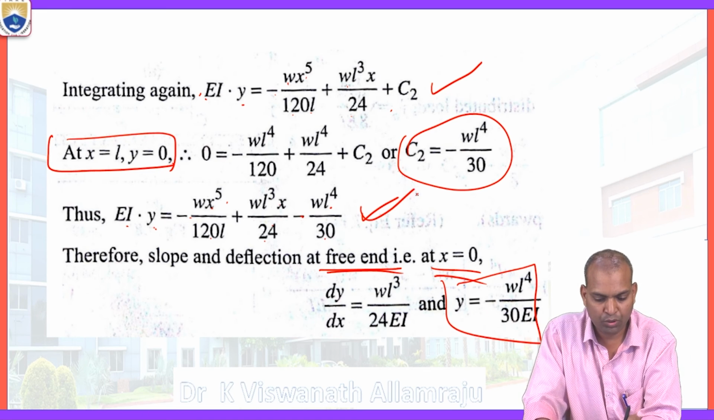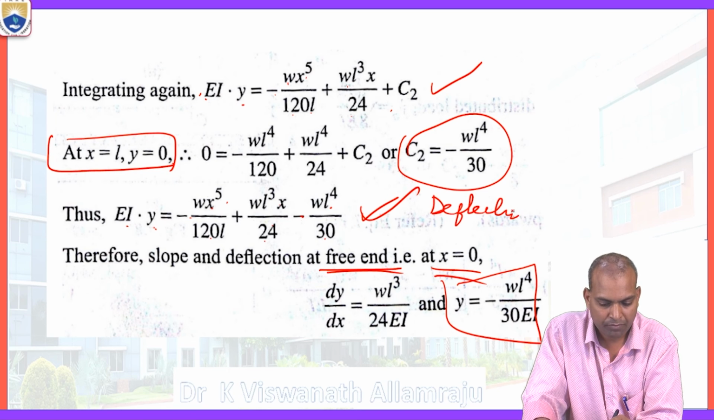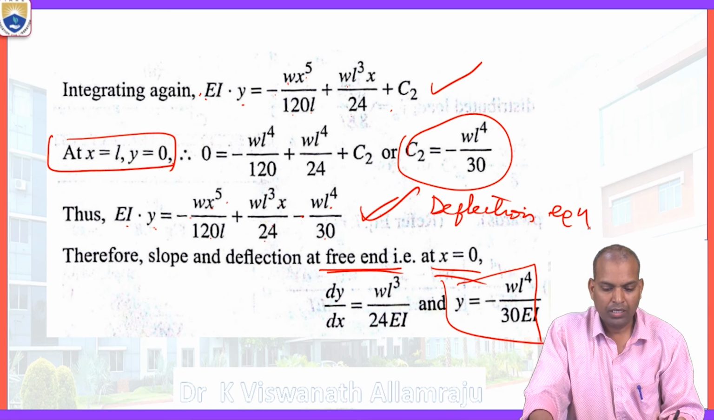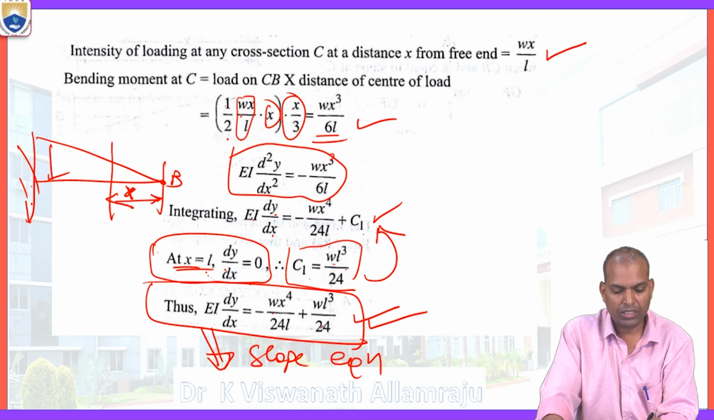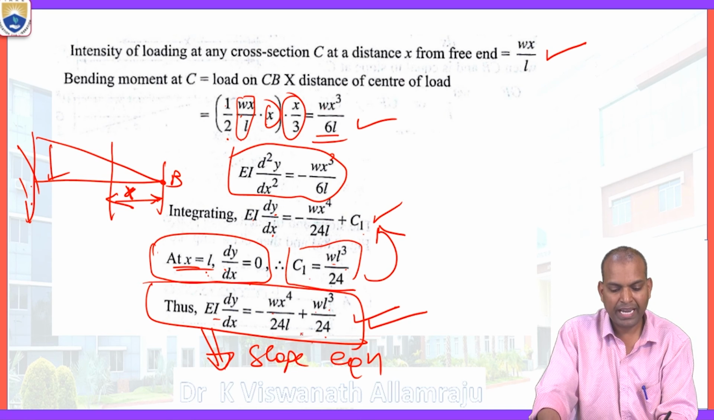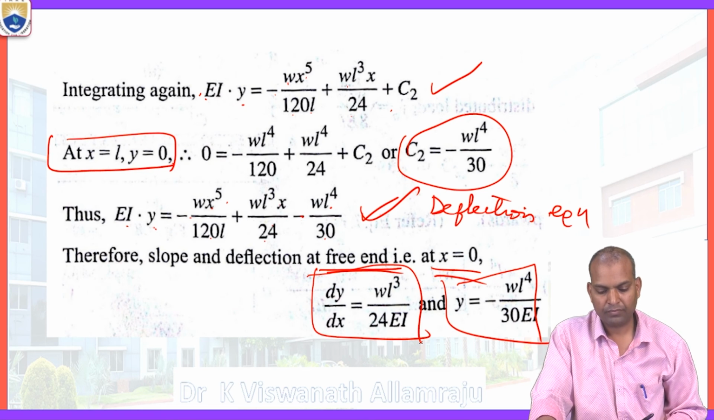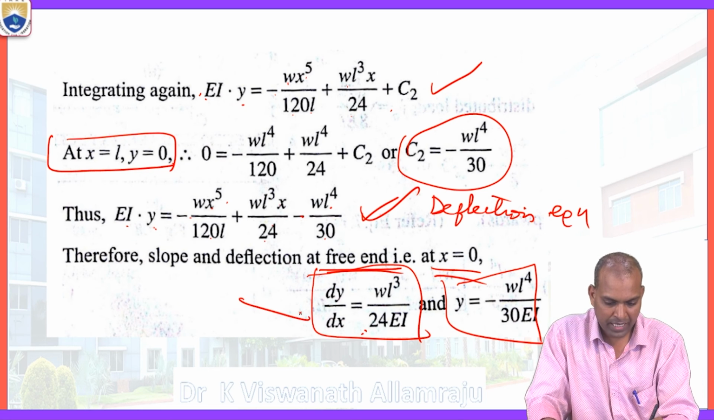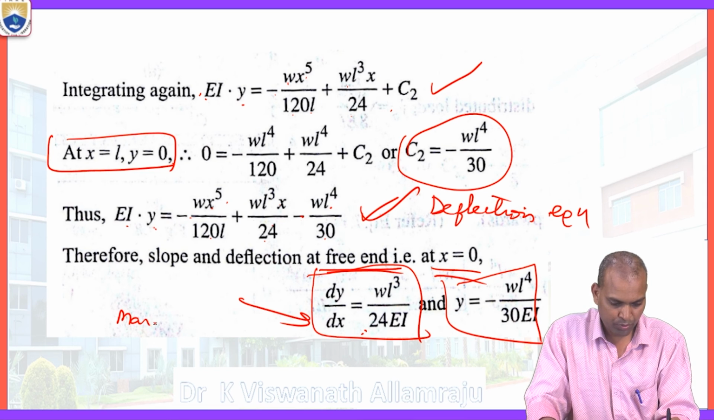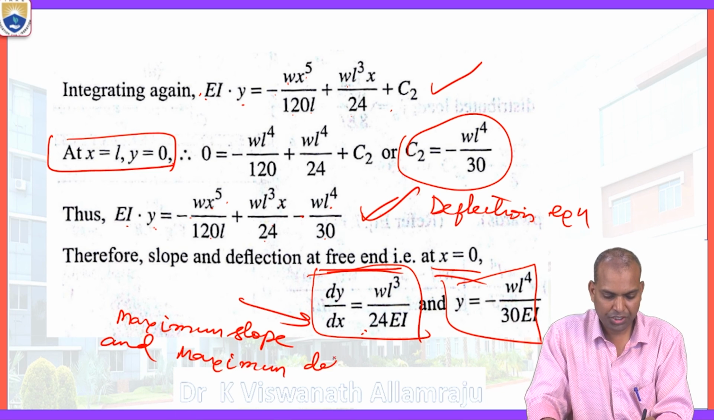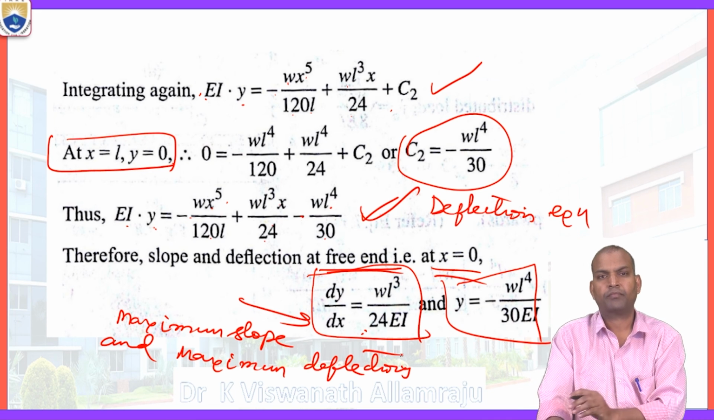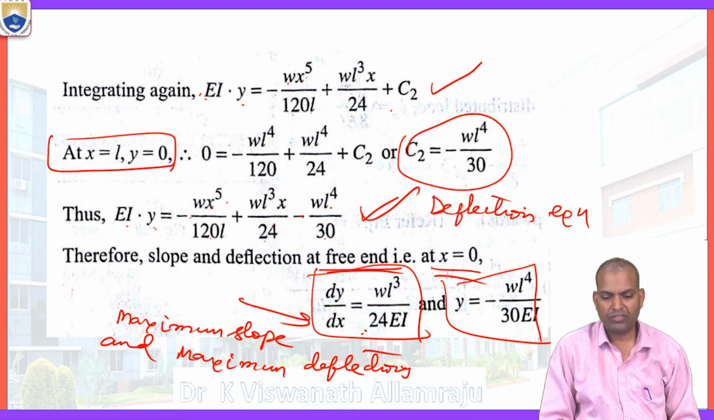This is the deflection equation, and this equation is the slope equation. Substitute x equal to 0, and the slope is WL cube by 24 Ei. At the free end, these are the maximum slope and maximum deflection. So these are the things we have calculated.